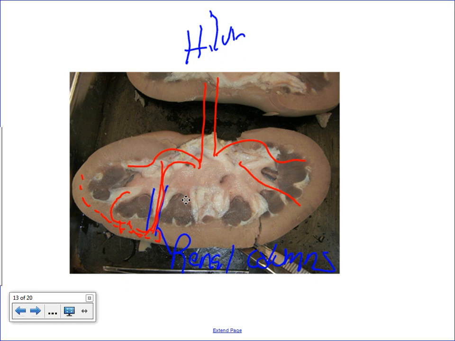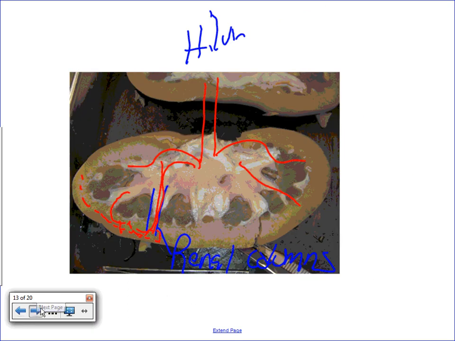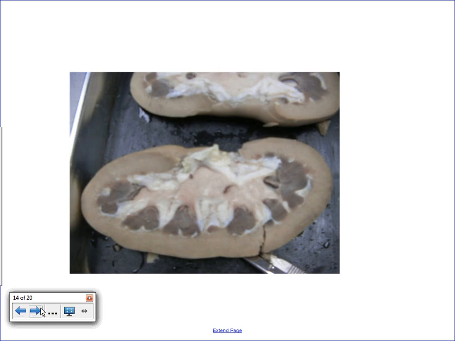Another thing we're looking at here. Let me go to another picture. Something else that we're looking at here. It's kind of blurry, isn't it? So you see this pyramid, and then you see this adjacent cortex that's associated with it. This would be a lobe of the kidney. Okay, a lobe of the kidney.